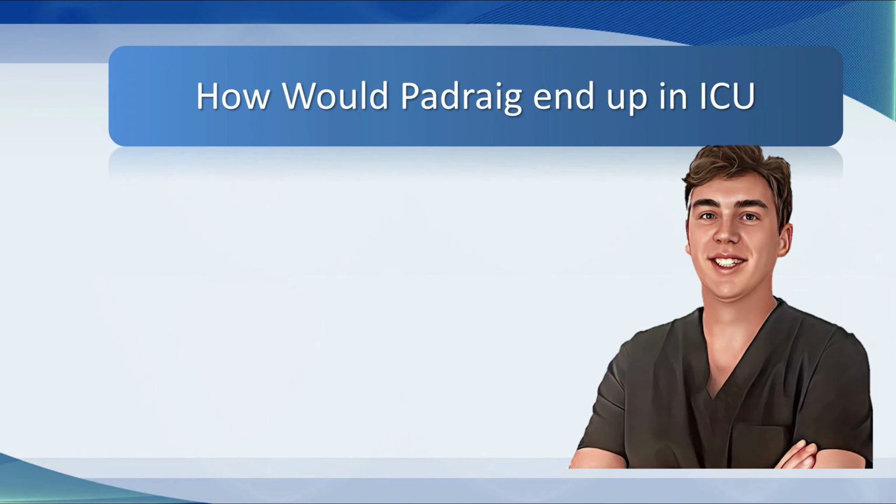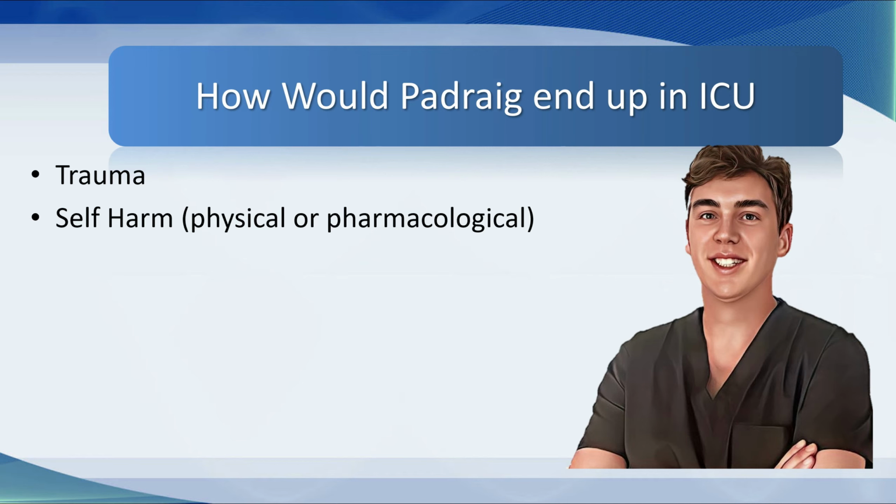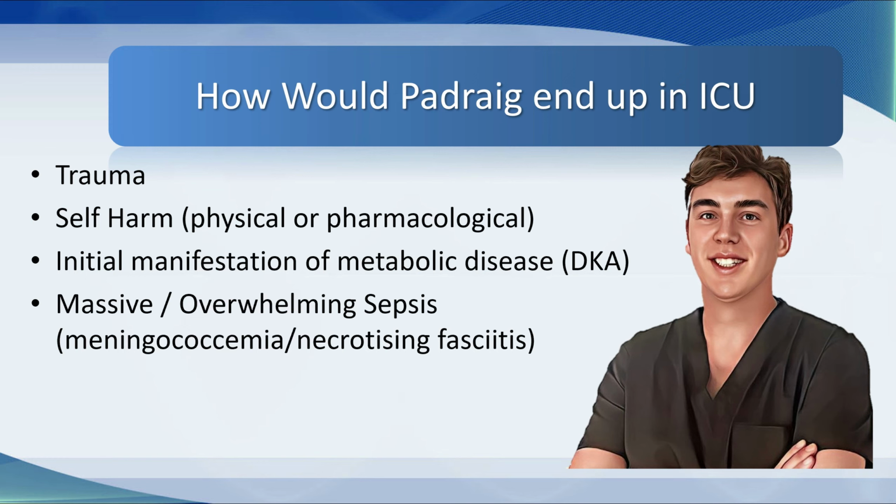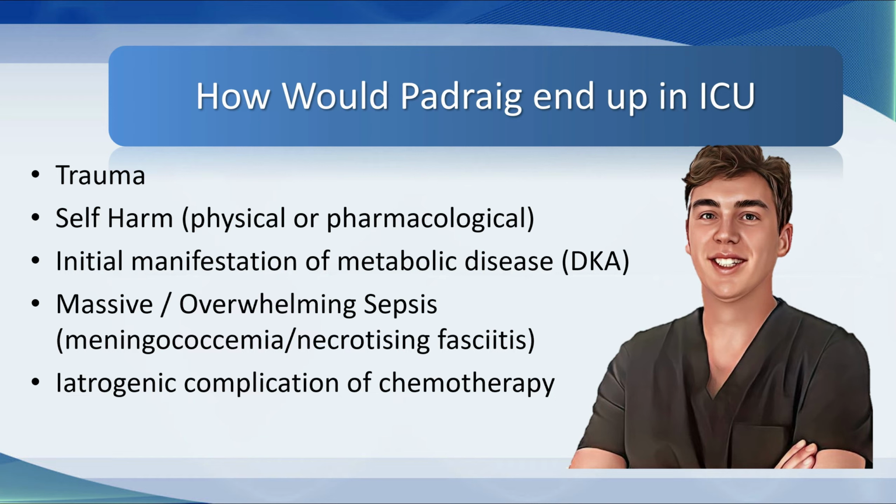How would Podge end up in the ICU? Well, he could end up in the ICU if he was involved in a big car crash. That's the commonest cause for a young person, or from self-harm, either physical or pharmacological, or associated with initial manifestations of metabolic diseases such as diabetic ketoacidosis, or massive or overwhelming sepsis such as meningococcemia and necrotizing fasciitis, or a deep-seated infection caused by an injury, or an iatrogenic complication of chemotherapy such as neutropenic sepsis. What about his father, Paddy?